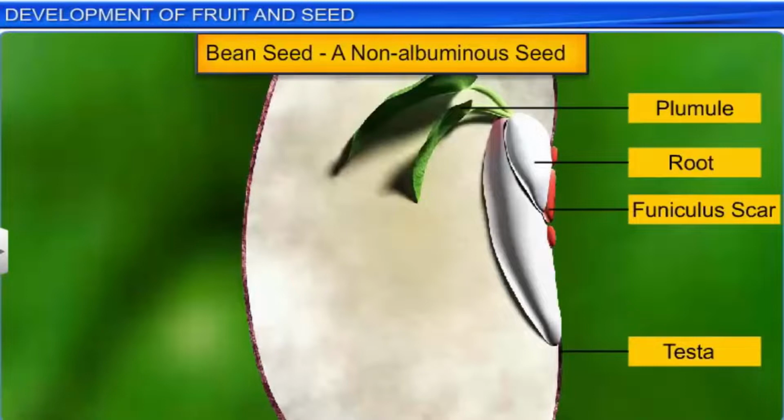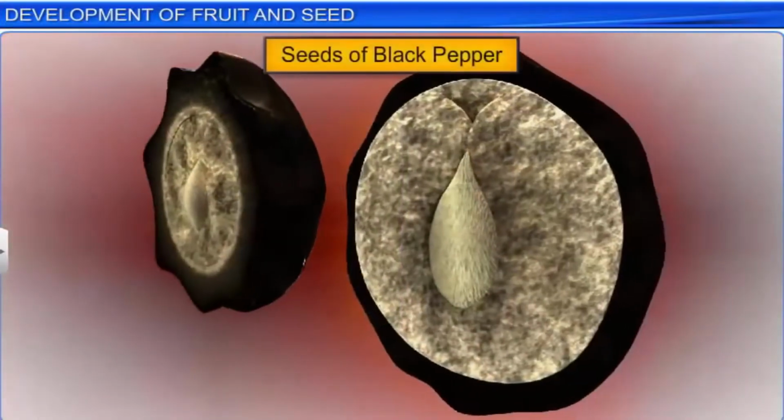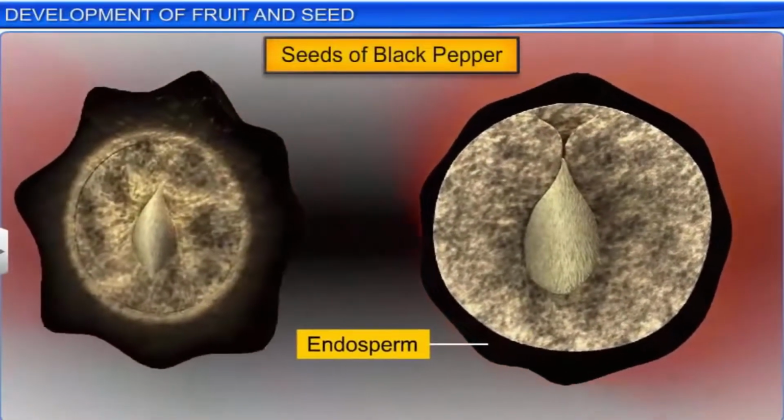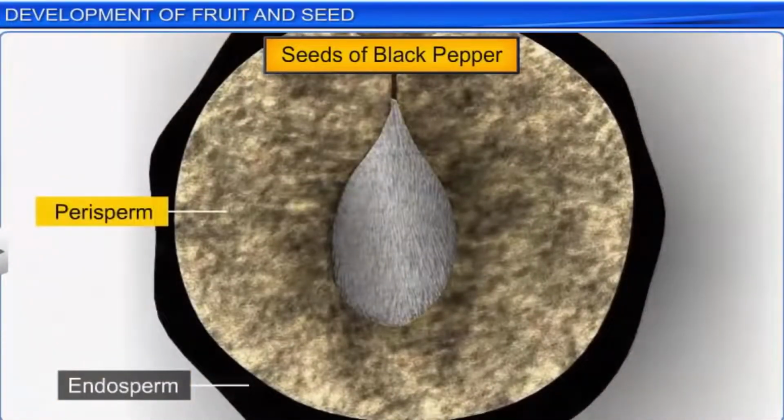Such seeds that contain no endosperm are called non-albuminous seeds. However, in wheat and maize, a residual endosperm is seen as it is not completely consumed by the embryo during the developmental stage. Such seeds are called albuminous seeds. Sometimes, in addition to the endosperm, seeds also contain remnants of the nucellus called the perisperm that also stores food material. Such seeds are called perispermic seeds. Black pepper is a common example of a perispermic seed.